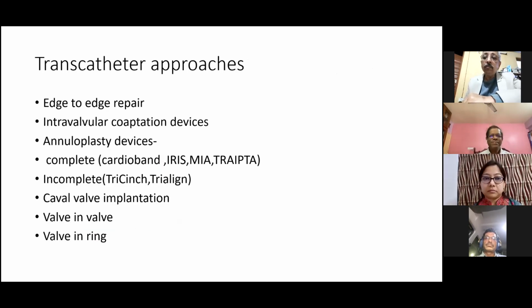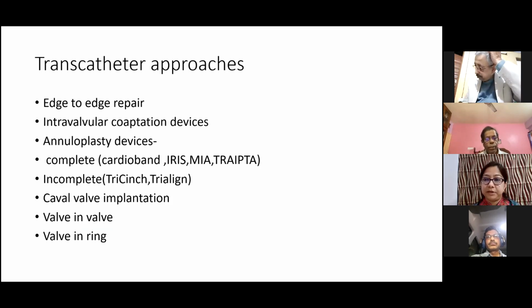And the transcatheter approaches, the edge to edge and the intravalvular coaptation devices, all these transcatheter approaches require proper TEE support for the interventions as well. Though the mitral edge to edge repair is much more common, tricuspid repair is being tried and is gaining more and more importance. The valve-in-valve is also much more important.